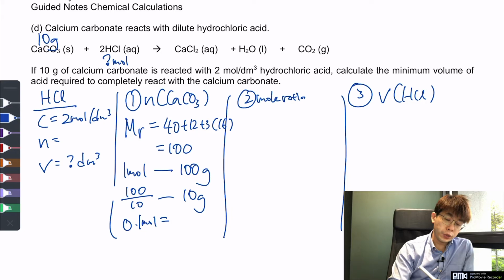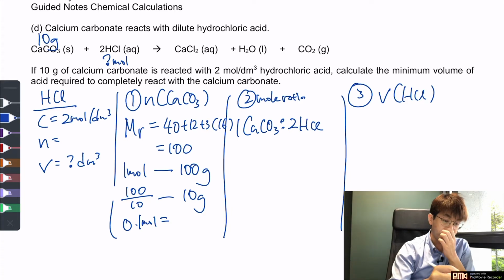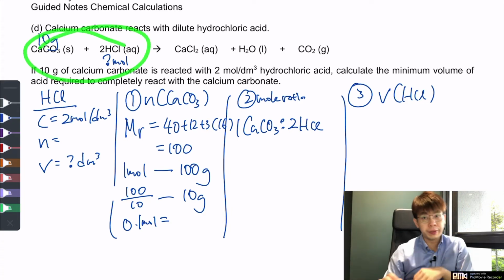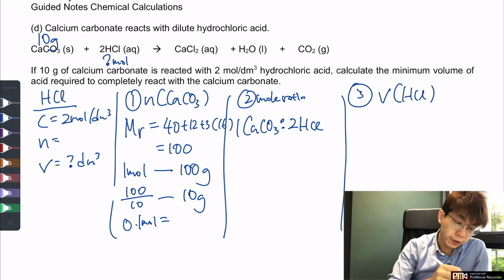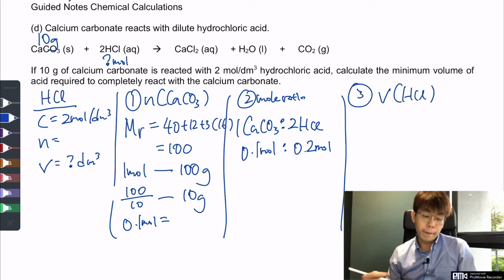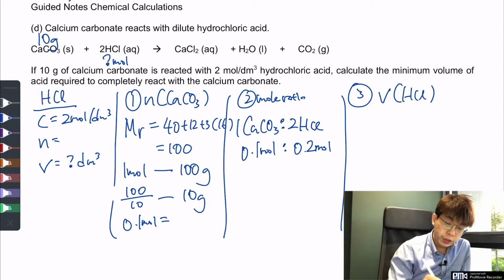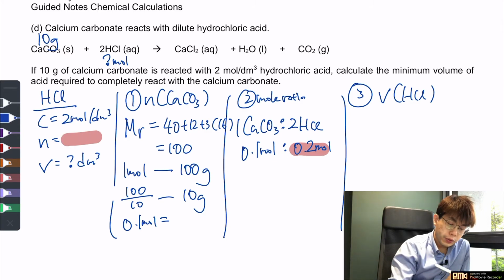So the mole ratio is CaCO3, 1 calcium carbonate reacts with 2 HCl, and that's given by the chemical equation over here. I calculated in my first step that I have 0.1 mole of calcium carbonate. So by mole ratio, I need to react with 0.2 moles of HCl. Right, so I got that information. I can fill this in now over here, 0.2.